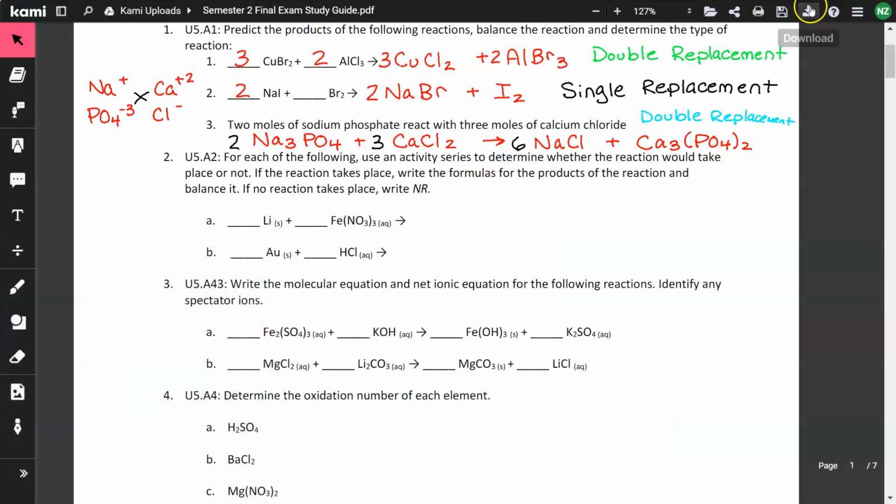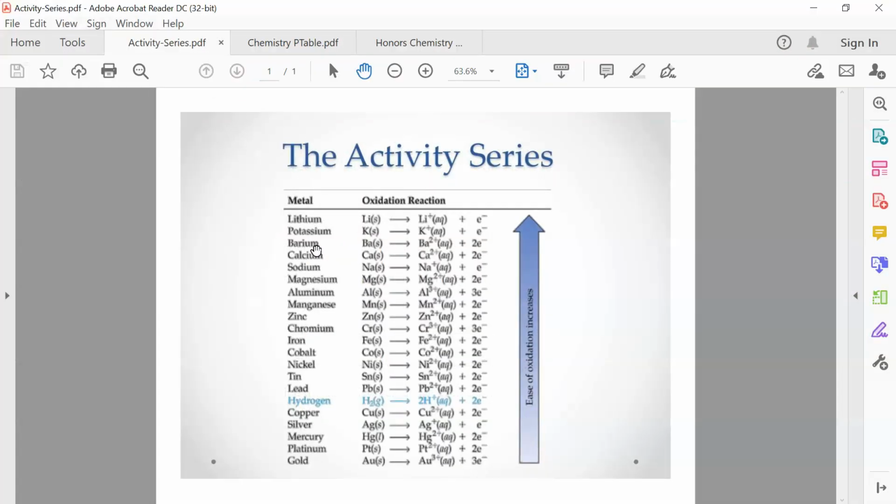Okay, so with that in mind, let's take a look at the first one. Oh, look at this. We've got lithium and iron. Okay, so let's go back to the activity series. So lithium is at the very top. Iron is way down here.